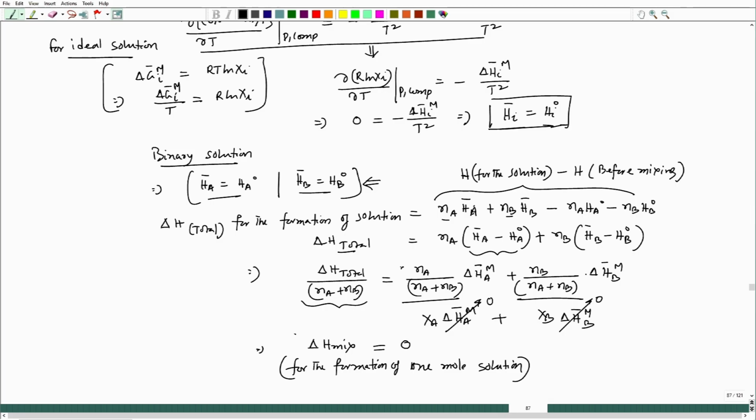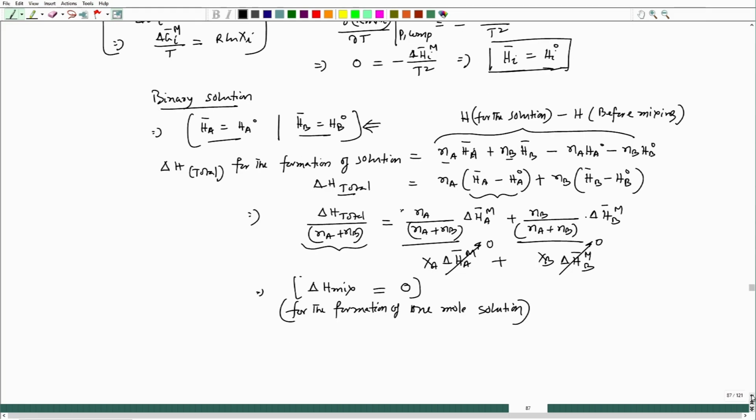So, in case of ideal solution formation we do not get any enthalpy contribution. In fact, if we write delta G mix for 1 mole solution, it is nothing but delta H mix minus T delta S mix. This is the formula we have already learnt, and now we see that the delta H mix term goes to 0 for the ideal solution formation.